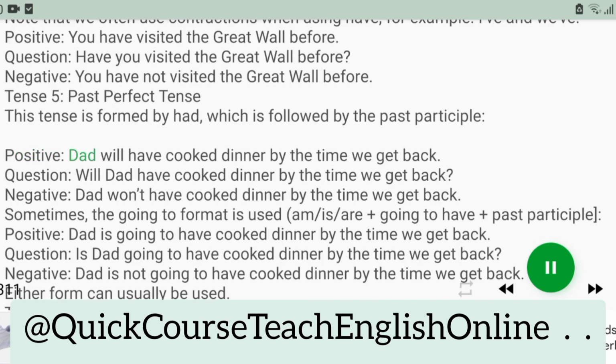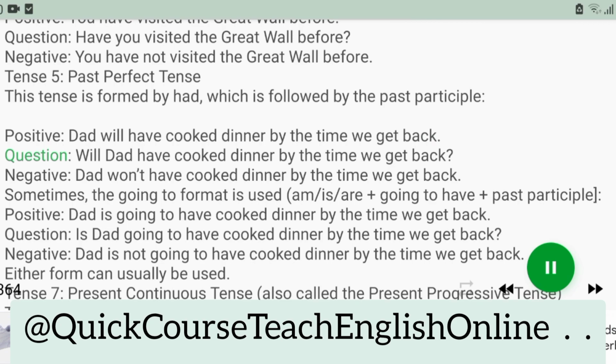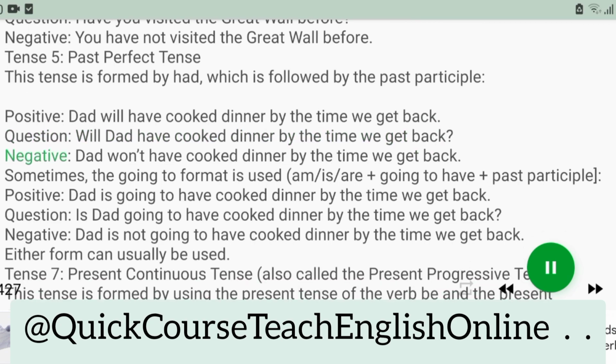Positive. Dad will have cooked dinner by the time we get back. Question. Will Dad have cooked dinner by the time we get back? Negative. Dad won't have cooked dinner by the time we get back.